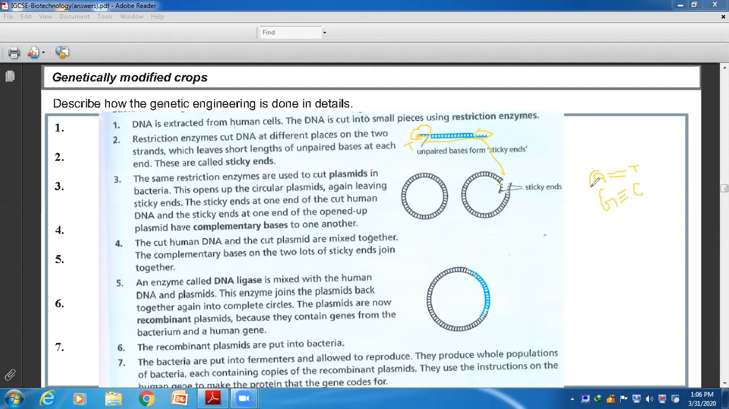Complementary means A will form a bond with T and G will form a bond with C, and T will form a double hydrogen bond with A, right? And C will form a triple hydrogen bond with G. So like this, the gene of interest will insert. So this is about the sticky end. Remember, if you see the sticky end, it will be like this.